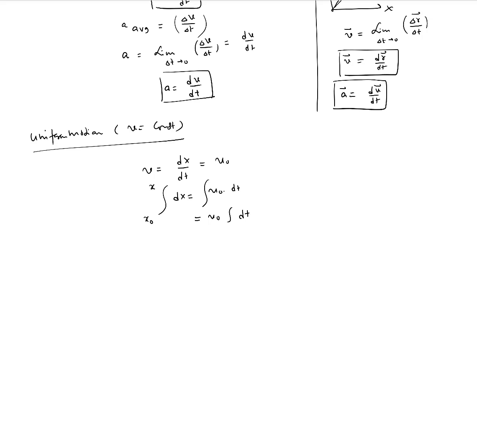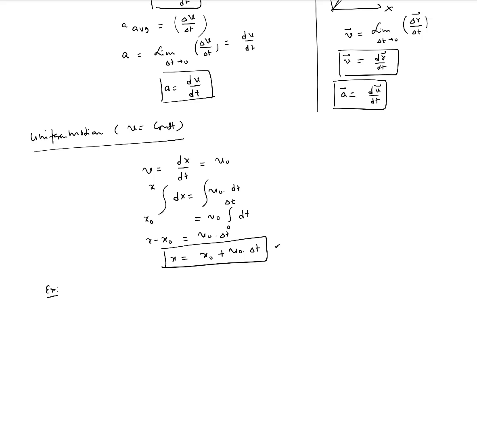So what do we have on the left hand side? Well, this is integral dx, so that will be x. So that's x minus x0 equal to v0 times the time elapsed, which I will call delta t. So we get x equal to x0 plus v0 times delta t. That's the formula that you get when you have uniform motion, or in other words, when velocity is constant. You can use this formula only when the velocity is constant. So let's do an example.